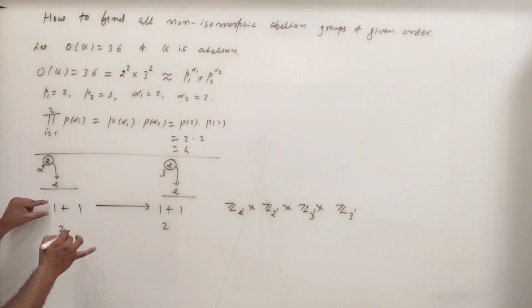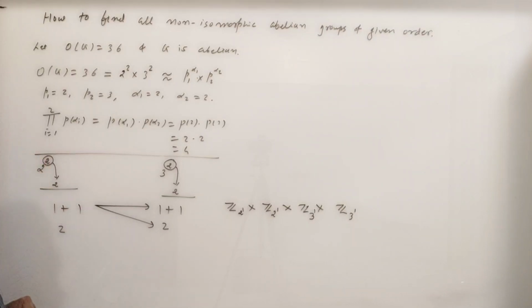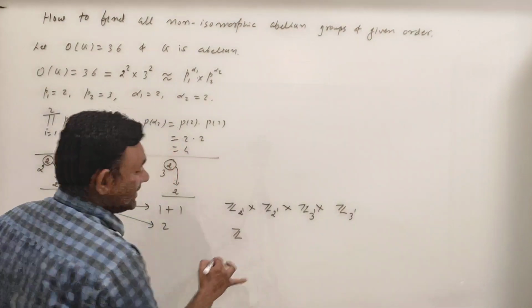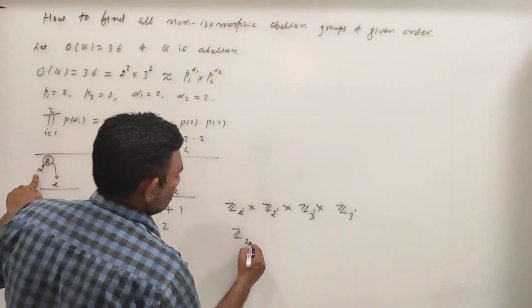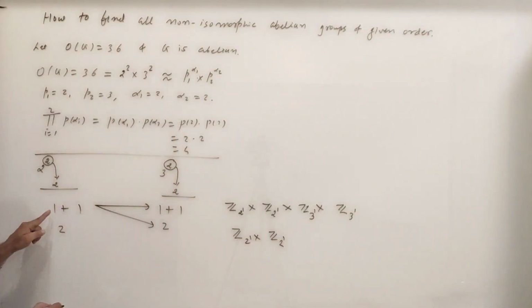Now I will make a pair of 1 plus 1 with this 2. So corresponding to this 1 1, the pair is what? This 1 1 is a partition of 2, and the base of this is prime 2. So you consider Z2 cross Z2 and power 1 corresponding to this.